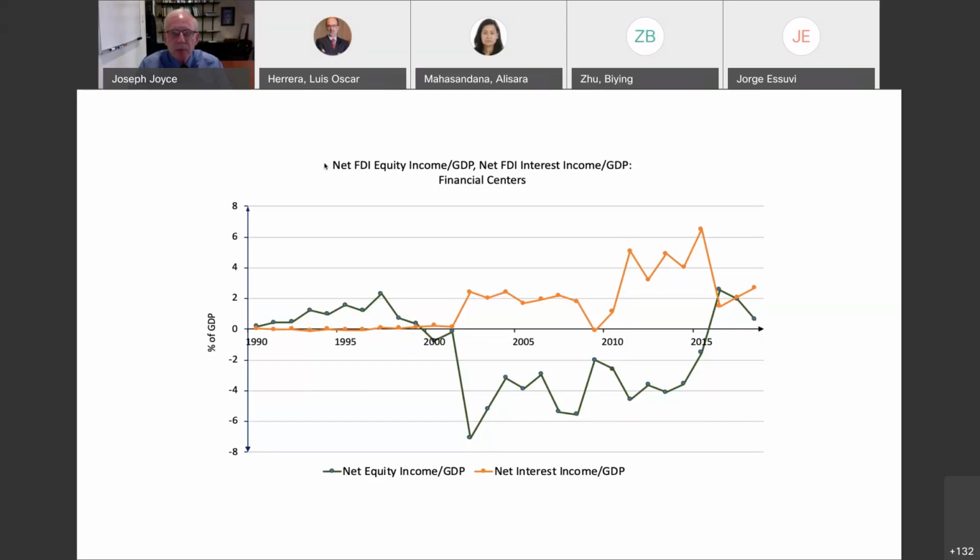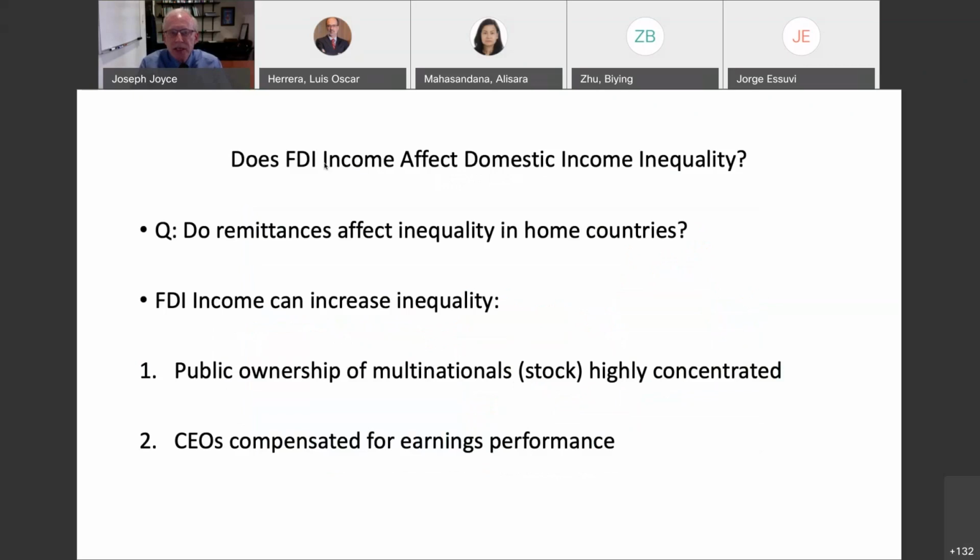So now that I've actually convinced you of that, we can raise the question, well, does all this income affect domestic income inequality? And so I would say that, well, if we ask the following question in another context, do remittances affect inequality in their home countries? It's perfectly logical to say, well, does FDI income affect domestic income inequality? They're both, if you like, factor payments, one on labor, the other on capital. There is a literature on remittances and income inequality that, again, you'll hear about later on today. And so I'm raising the question, but not on labor income, but on capital income.